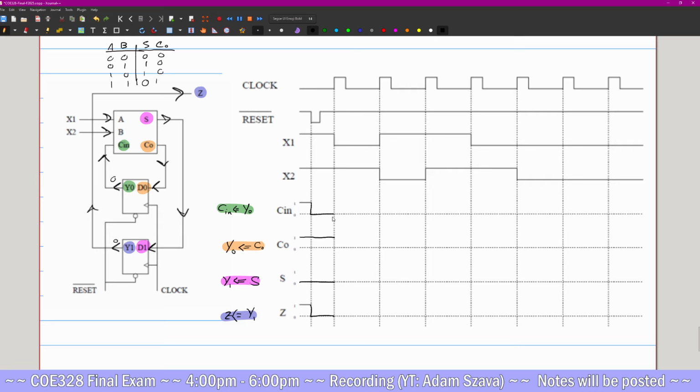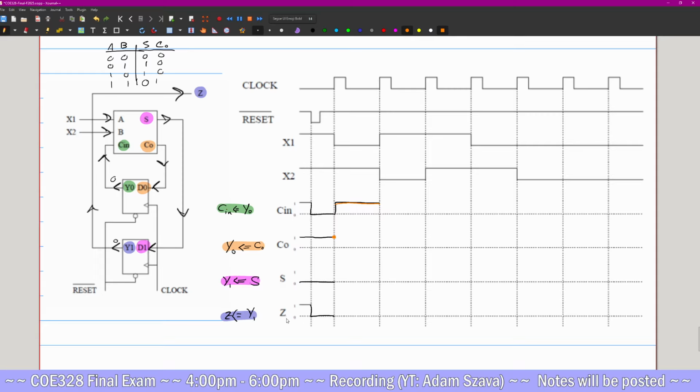Okay, so what happens on the clock? Let's just go part by part here. On the clock, C in becomes whatever C out was. So in a way, what I'm saying is that this transitions up to here. So this becomes a 1 here like that. What I'm saying is that this value transitions up to here. Okay, fine. We won't deal with this one just for a moment. The sum, we also won't deal with for a second.